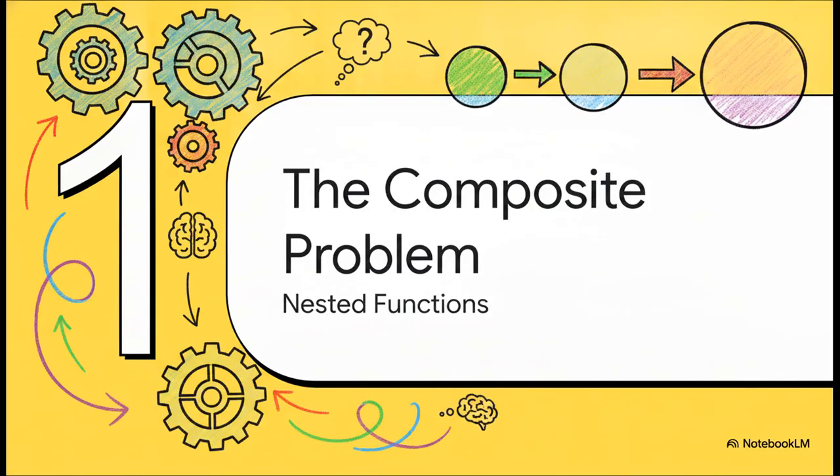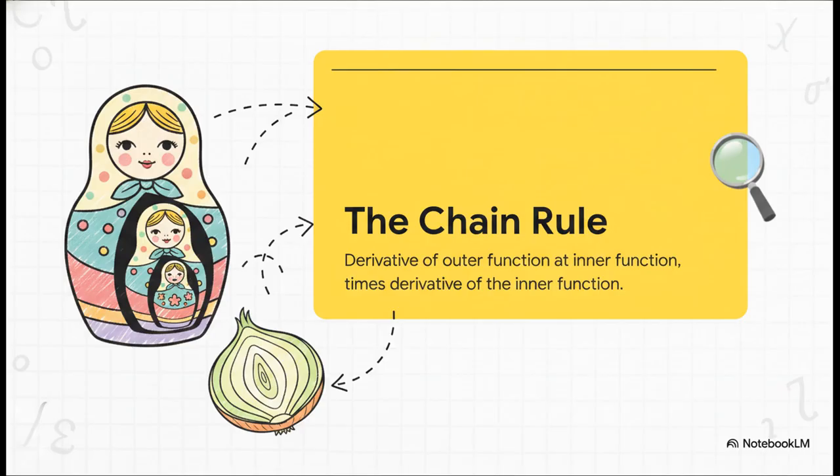All right, part one, the composite problem and nested functions. To deal with these nested functions, we use the chain rule. The official definition is that the derivative of a composite function is the derivative of the outer function evaluated at the inner function times the derivative of the inner function. Sounds like a mouthful, right? Honestly, just think of it like peeling an onion or opening Russian nesting dolls. You absolutely have to carefully work your way from the outside in. You literally can't get to the inner doll without opening the outer one first.